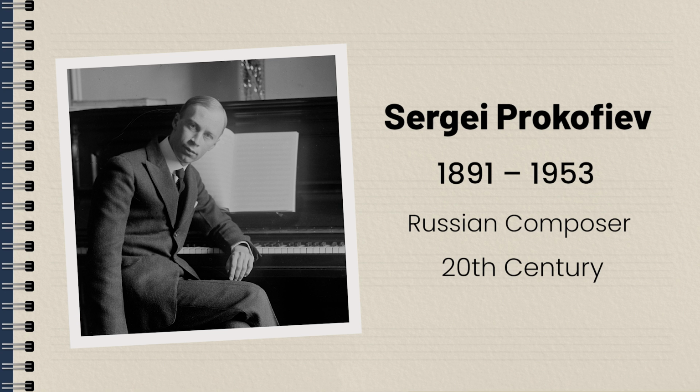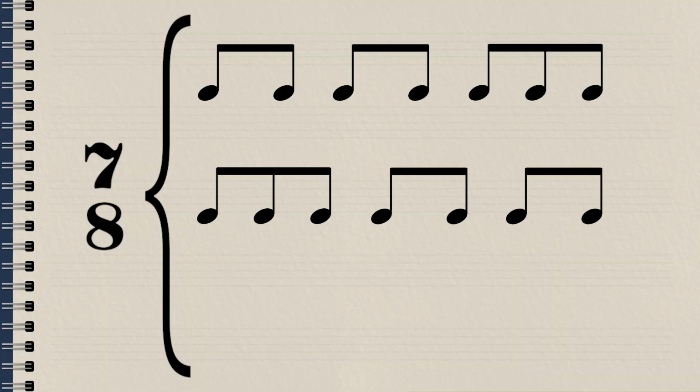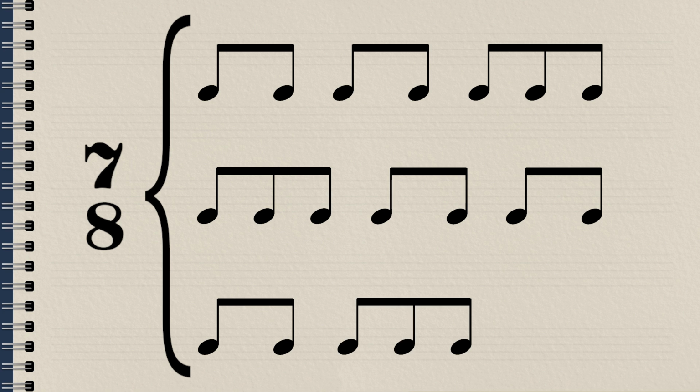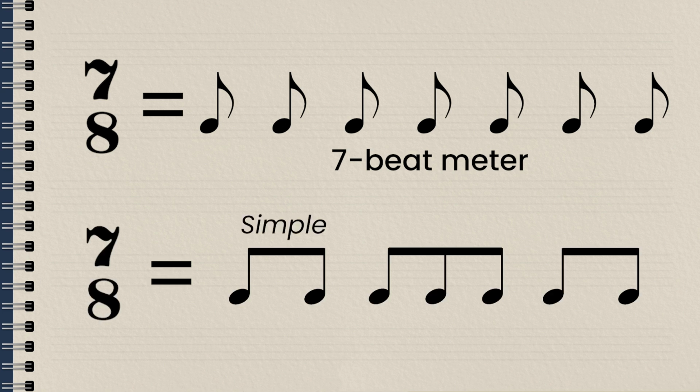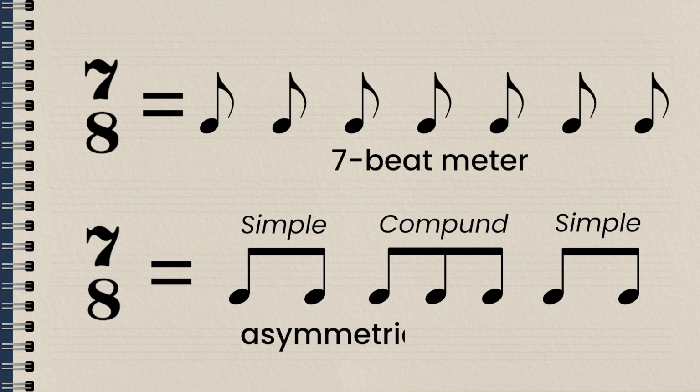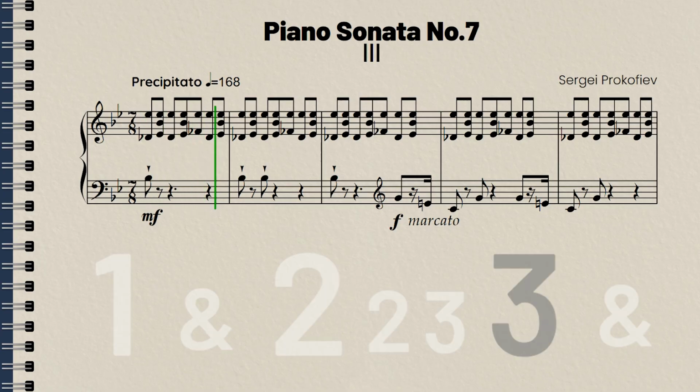Prokofiev's Piano Sonata No. 7 offers an example of a 7/8 meter. This meter has 7 eighth notes per measure, which can be grouped as 2+2+3, 3+2+2, or the less common 2+3+2, which Prokofiev uses in this example. It's treated as a 7-beat meter when played slowly, but if played quickly, it's considered an asymmetric 3-beat meter. 1 and 2 2 3 3 and 1 and 2 2 3 3 and.